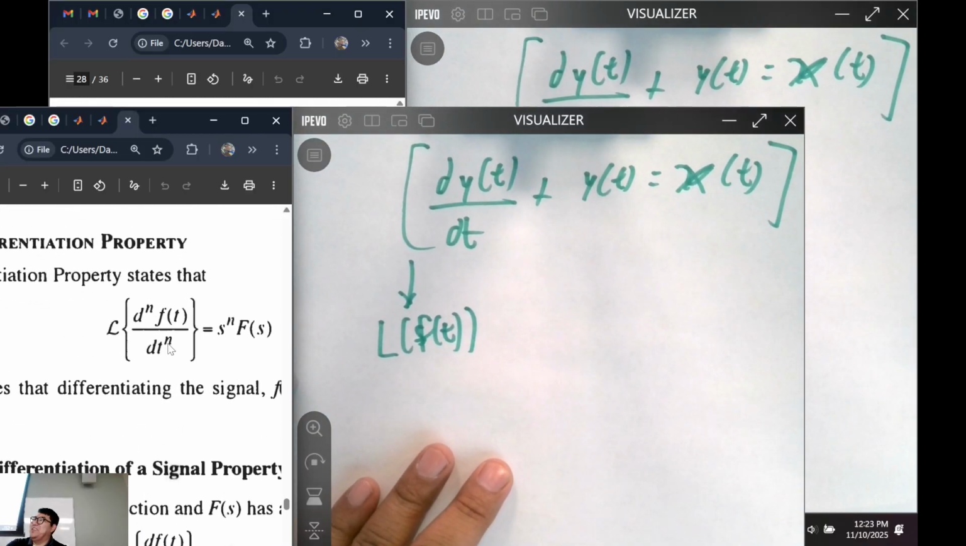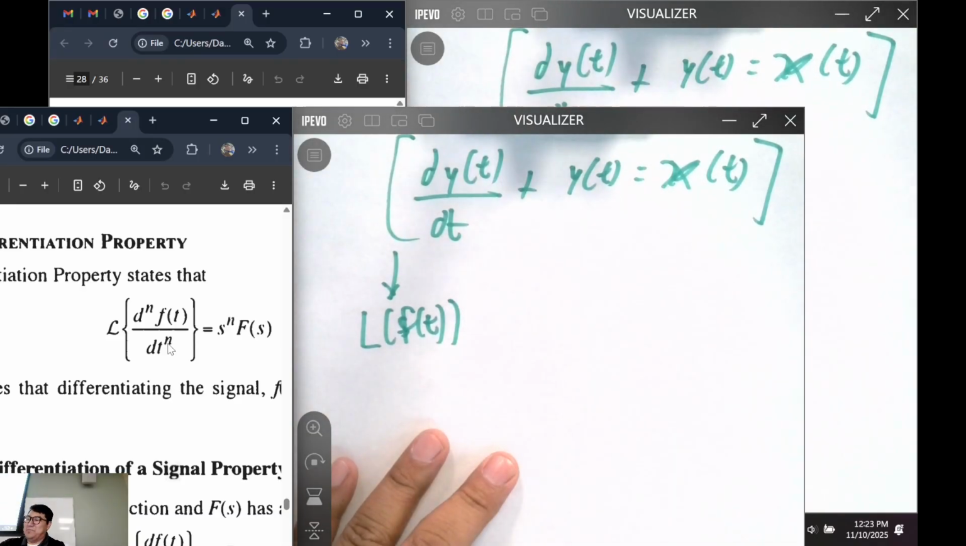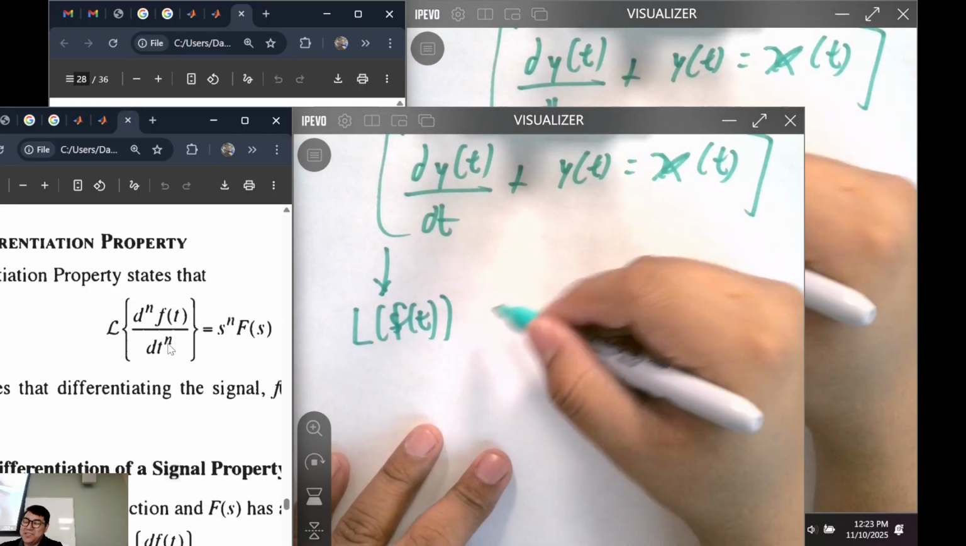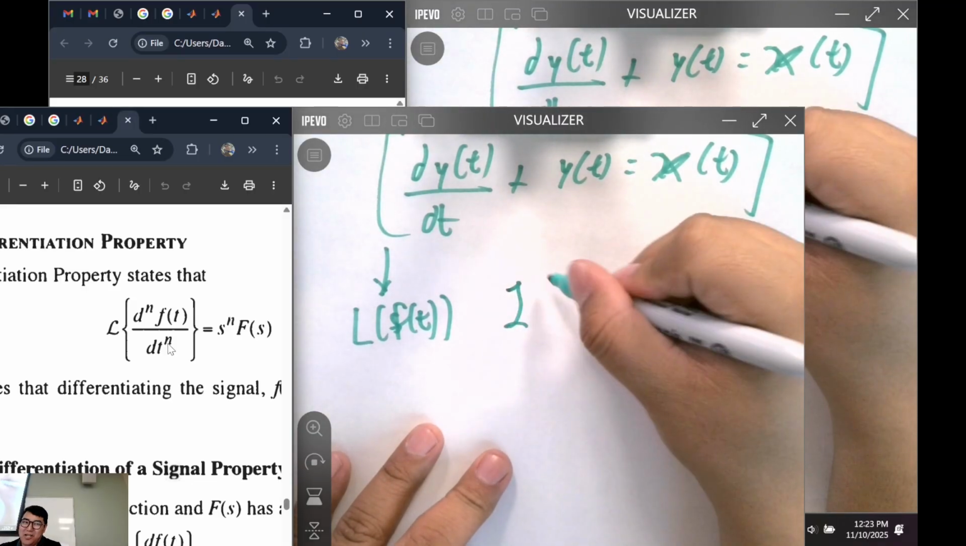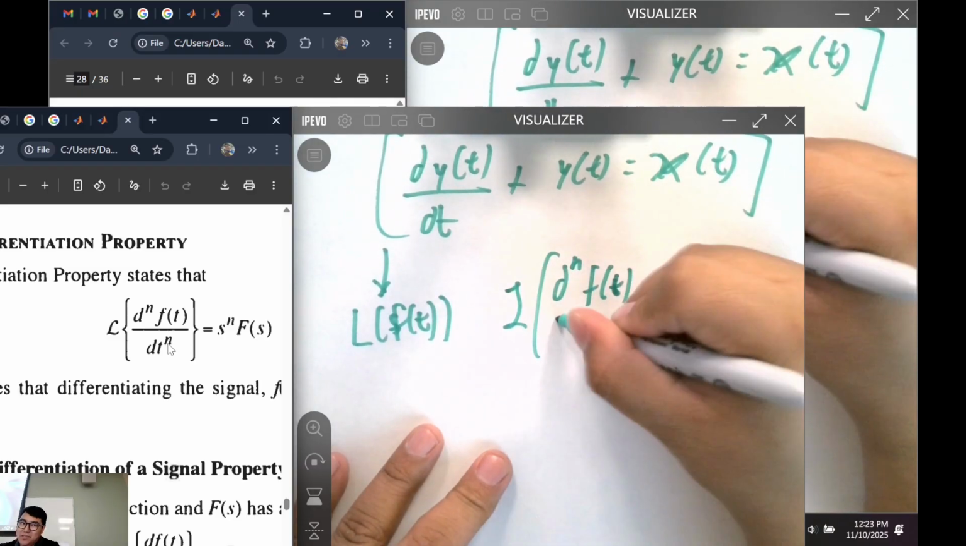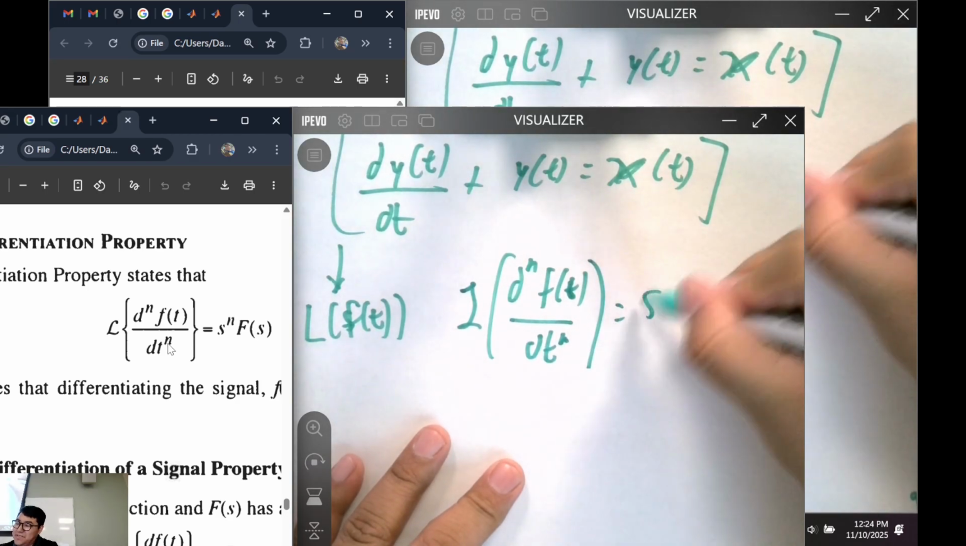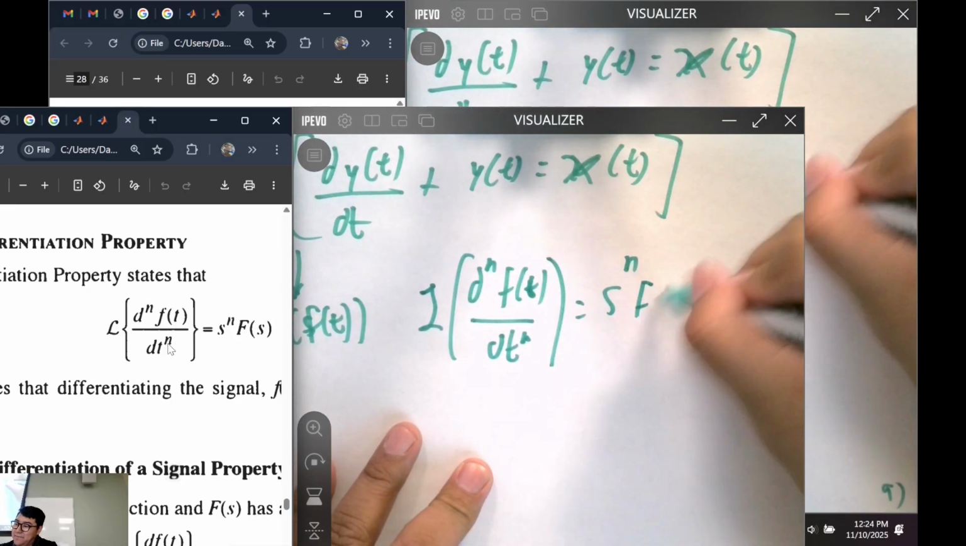Memorize it. You're going to learn it. Love it. This is going to be on the exam as well. That's why I'm trying to speed through this. Where basically, if I have the Laplace transform of d^n f of t over dt^n, it's going to equal s^n F of s, all right?